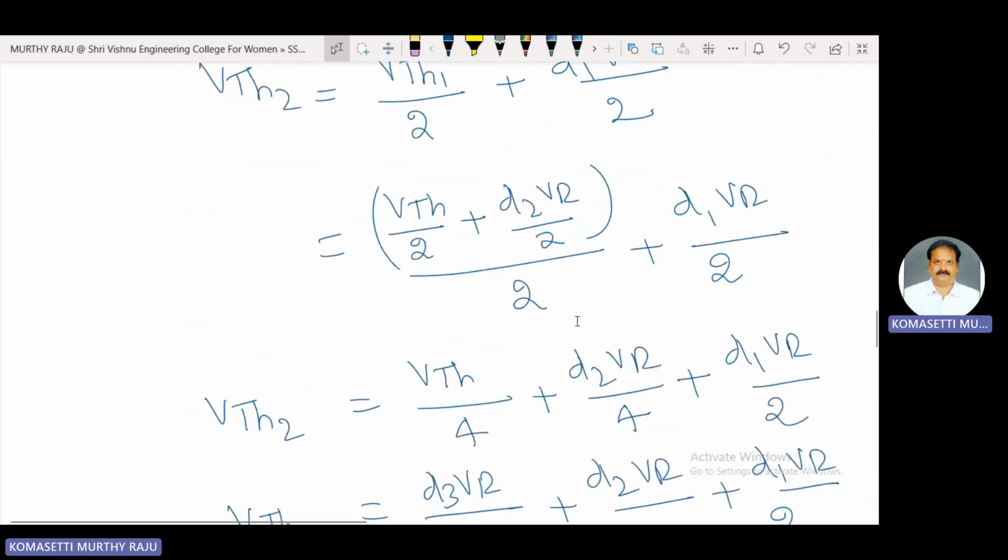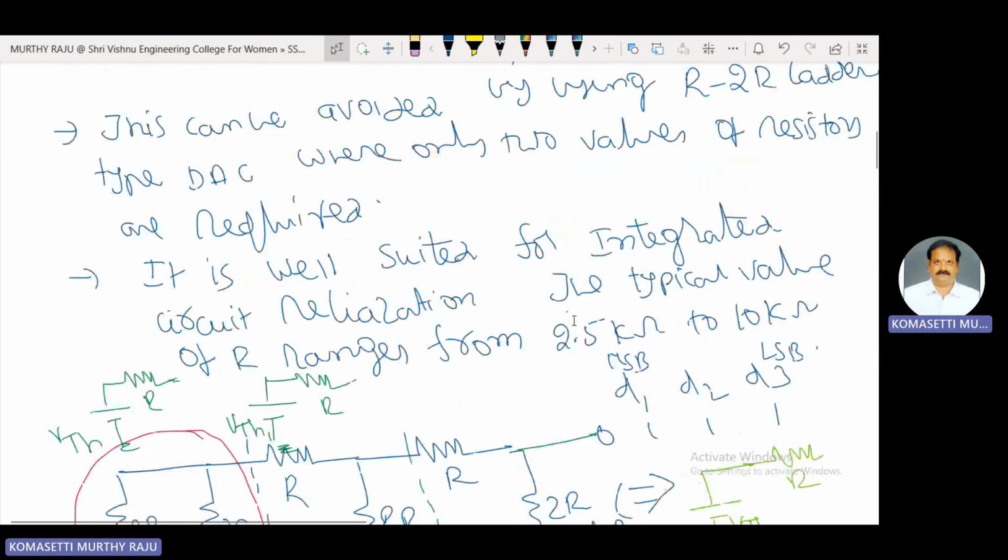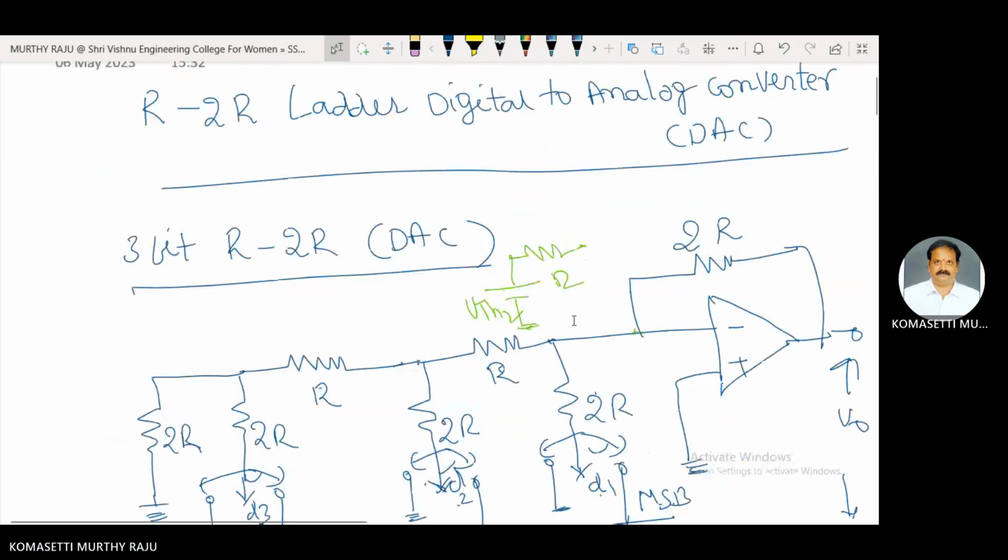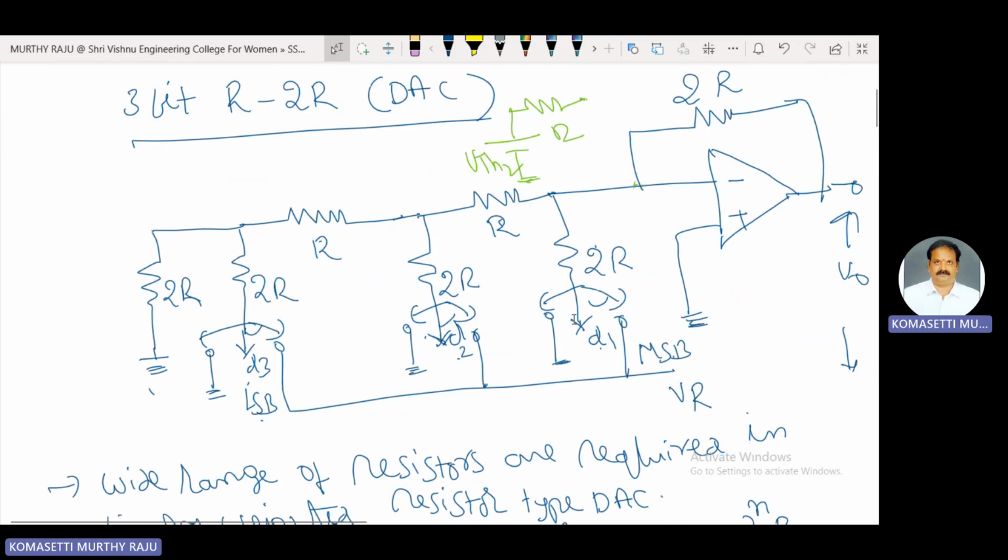This is the analysis of the 3-bit R-2R digital to analog converter. Here we use a ladder type network consisting of R and 2R resistor values. With this, the total analysis is completed.